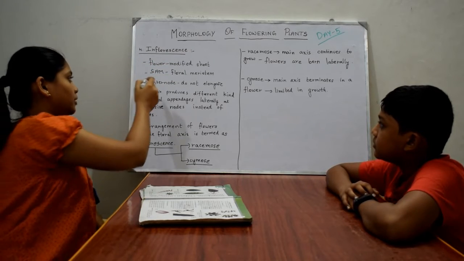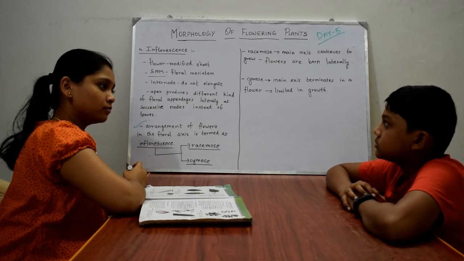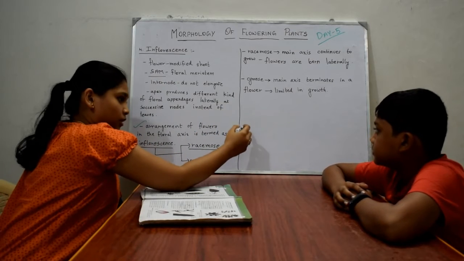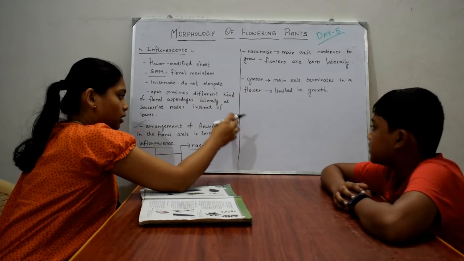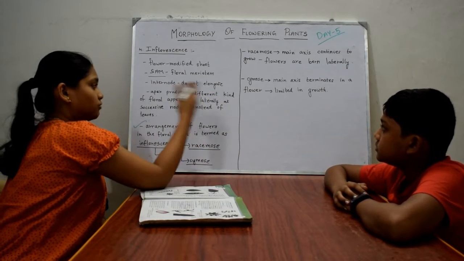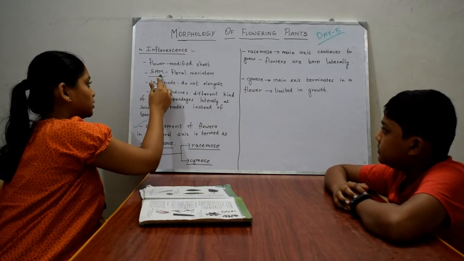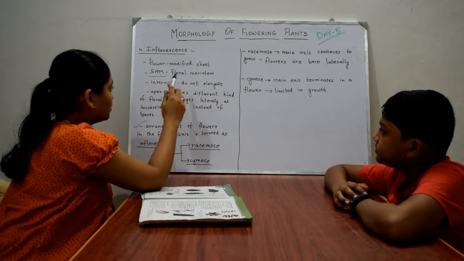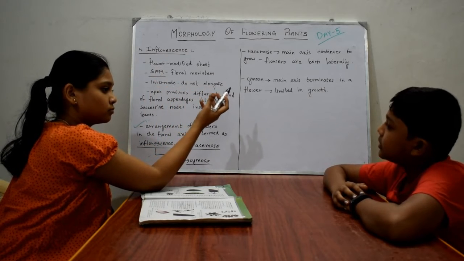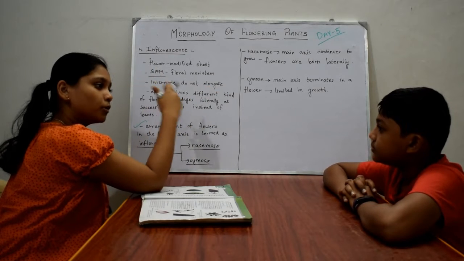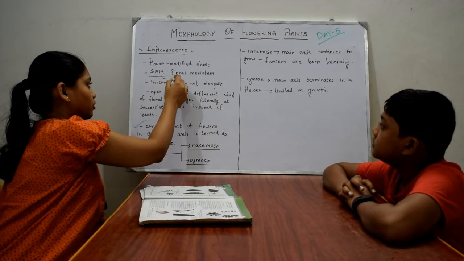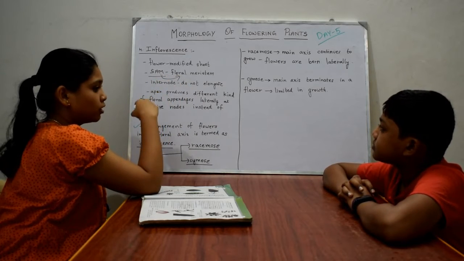So shoot apical meristem. You generally know shoot apical meristem. Meristem are dividing cells which are modified to give various leaves, fruits, flowers and everything. So here the shoot apical meristem is differentiated into floral meristem, and it produces flowers. Floral meristem is the meristem used for producing flowers.